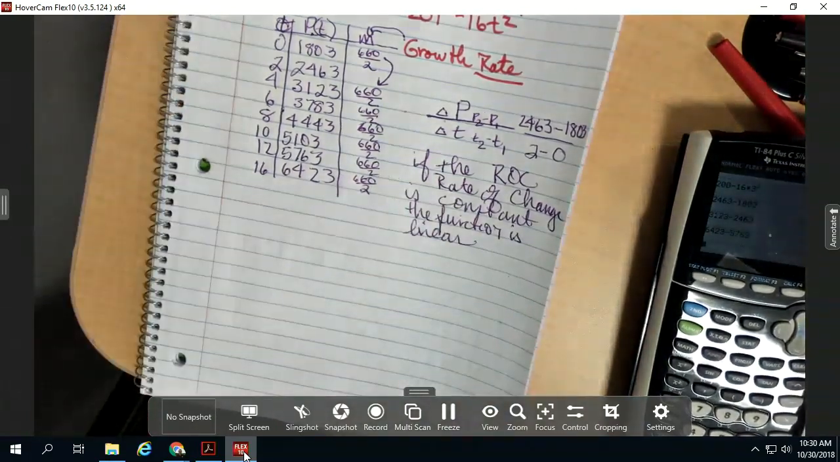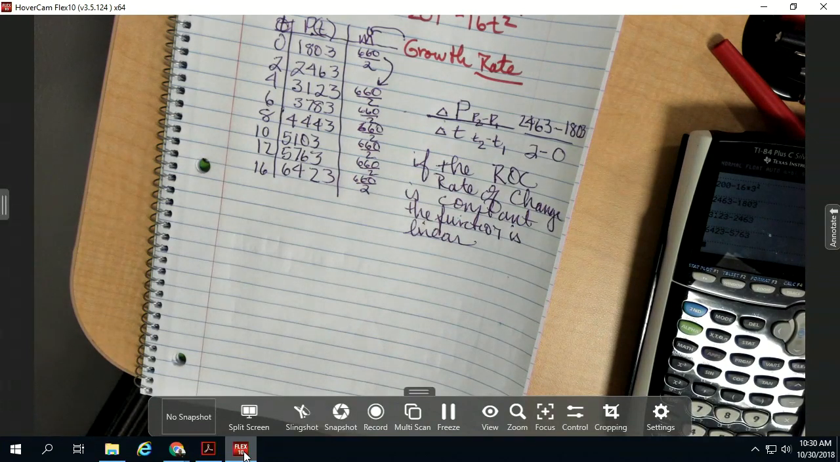Now, one of the things that I'd like you to notice is why did we take the second one minus the first one? If we would have taken the first one minus the second one, our denominator would have been a negative number. We don't like negative numbers. We want our denominators to always be positive. So always take the second one minus the first one.